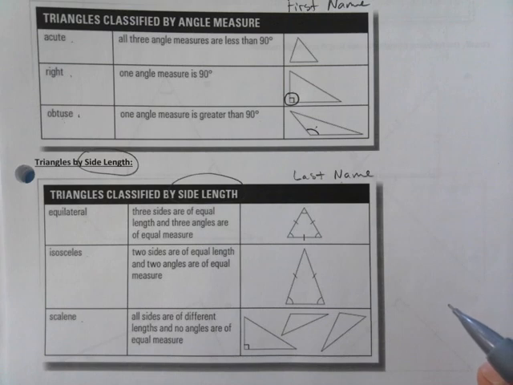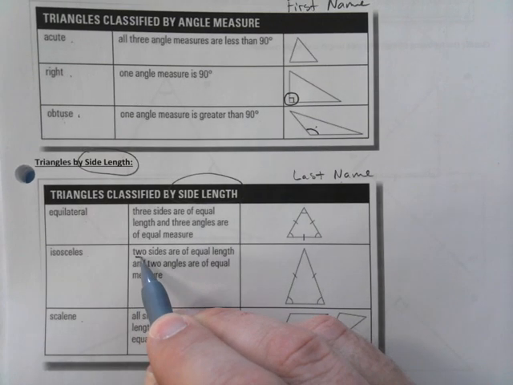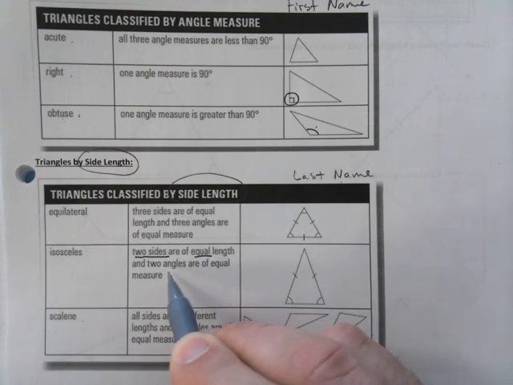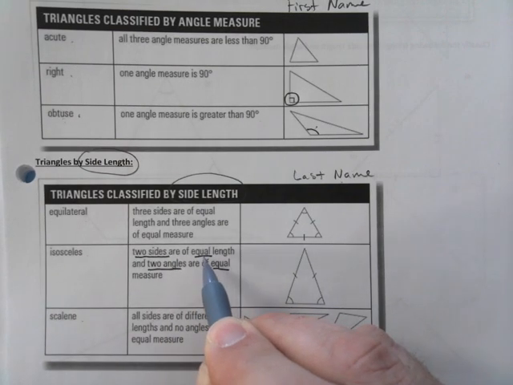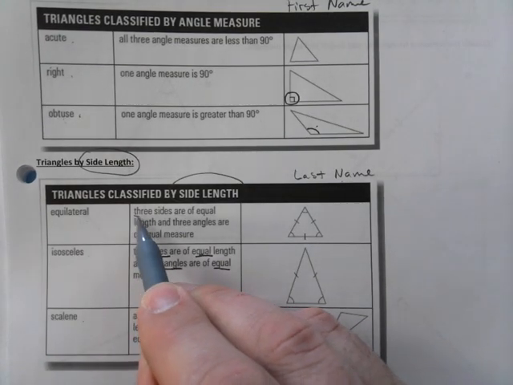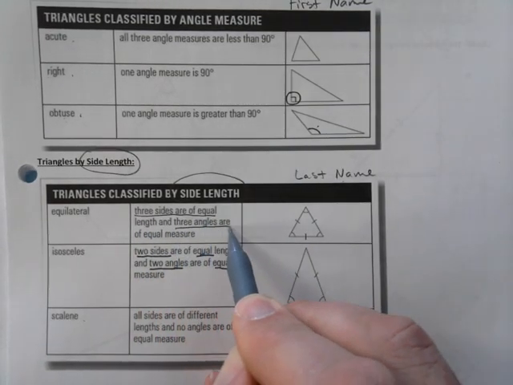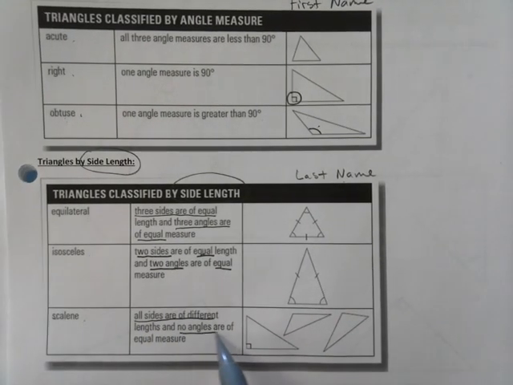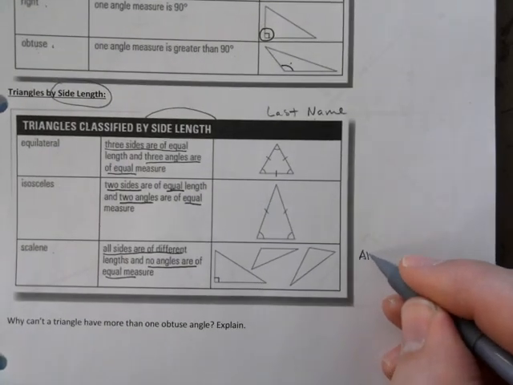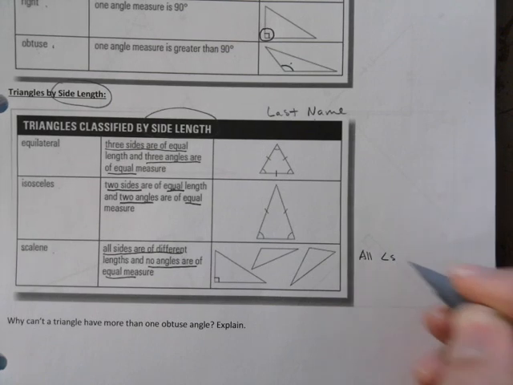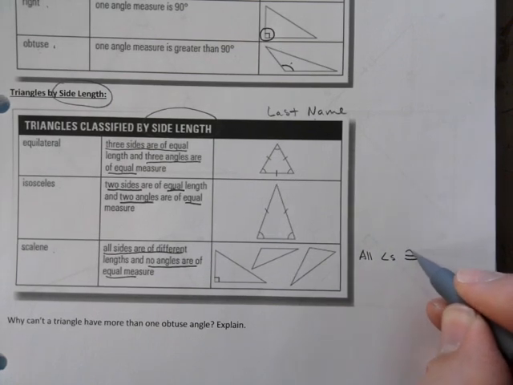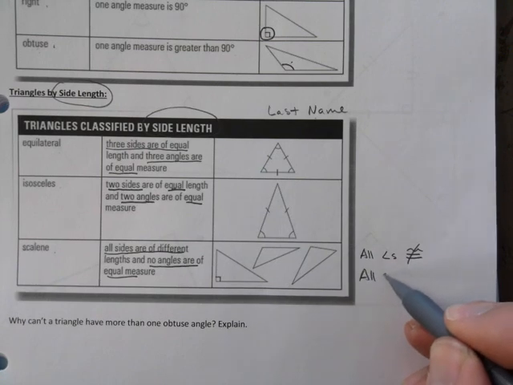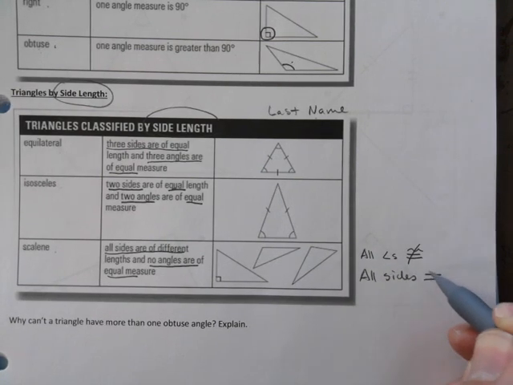So what can I say here? This one has two sides that are equal and two angles that are equal, okay? Equilateral, three sides that are equal, three angles that are equal. Scalene, what does it say? All sides are different and no angles are equal. Okay, let's go on the side here and just say all angles are not congruent. All sides are not congruent.